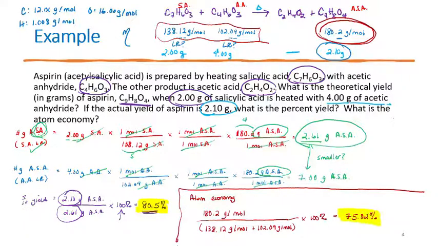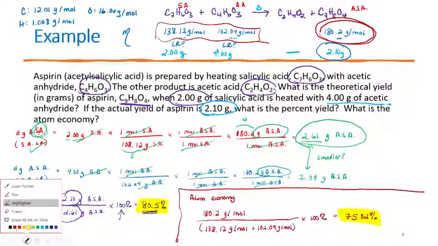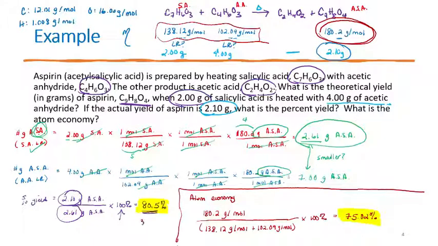And note the differences here in my sig figs. My answer here, I have 3 sig figs, because I have 2.10 and 2.61. That limited to 3. But in my atom economy, I have 4 sig figs, because I'm just looking at what came from my molar masses or molecular weights of each species.